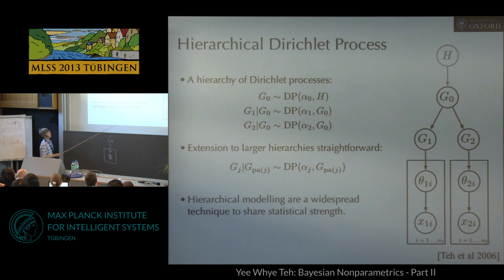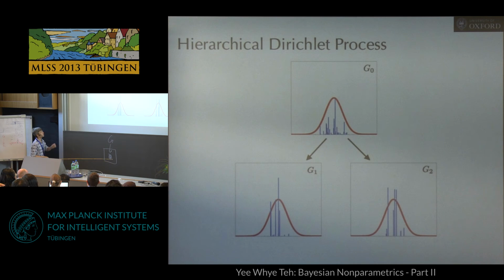And we can extend this to larger hierarchies as well. Graphically, it's a hierarchy, right? We can start at the top and say, let's draw a Dirichlet process for G0. It might look like this. And then let's draw another two independent Dirichlet processes, G1 and G2. We might get two different random probability measures, given by the blue lines there.